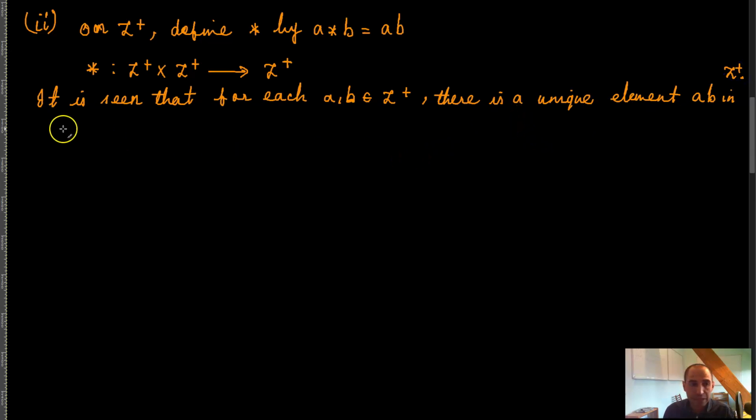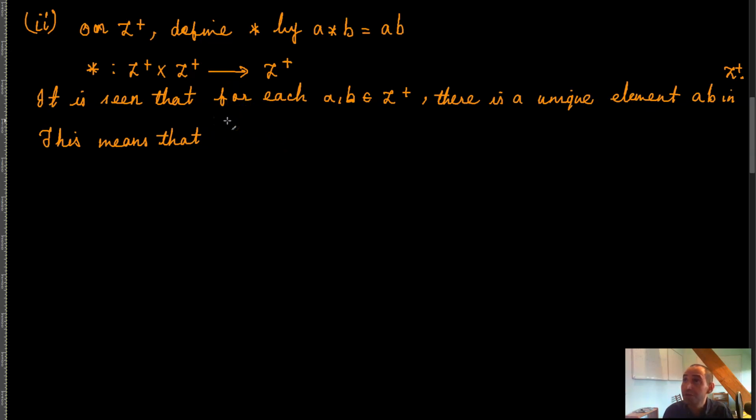This means that basically star carries each pair A comma B to a unique element A star B is equal to A times B in Z plus. Therefore, star is a binary operation.